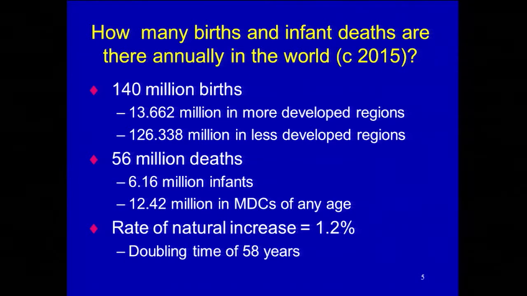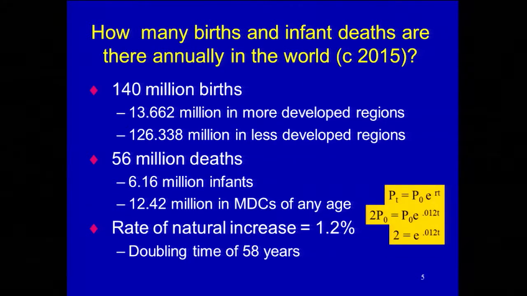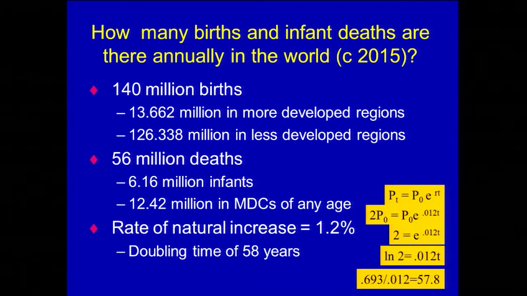So the rate of natural increase is the difference between the birth rate and the death rate. And in 2015, the rate of natural increase for the world was 1.2%. This represents a doubling time of 58 years. And it's easy to calculate this if you use this set of formulas on the right.